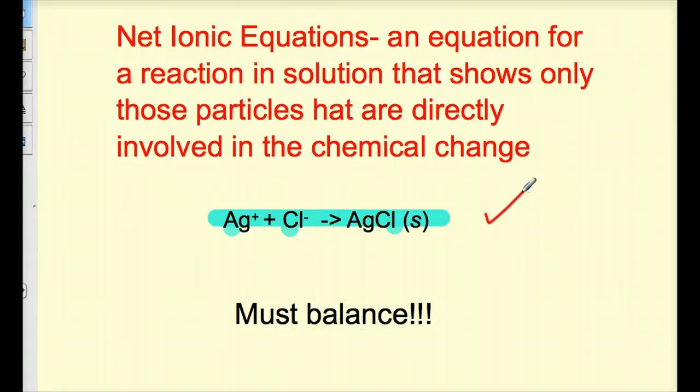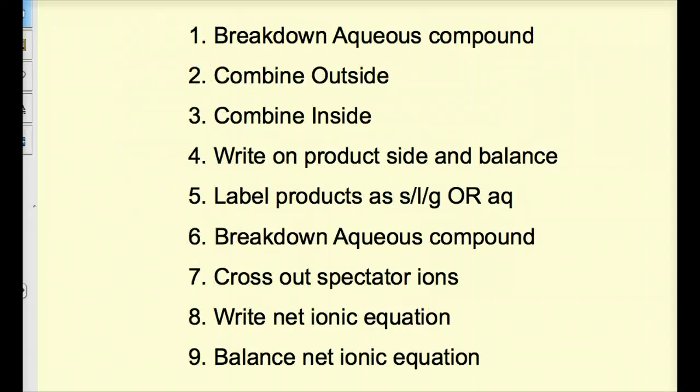That's a general idea, but I want to walk you through the different steps. If you take a look at the next section, I give you 9 different steps. The good thing is you've already done a few of these. Whenever we did double replacement reactions, we always broke down all our aqueous compounds. We combined the outside ions. We combined the inside ions. We wrote the products on the other side, and we balanced.